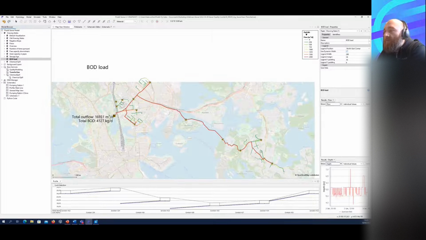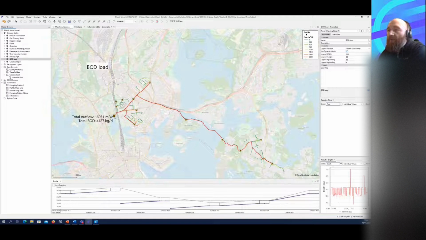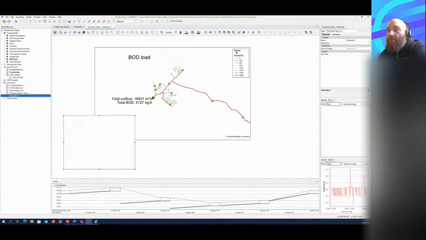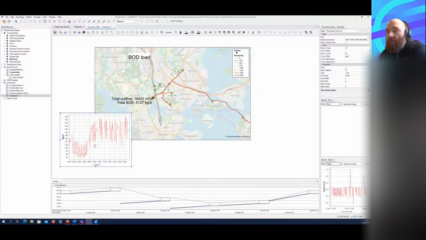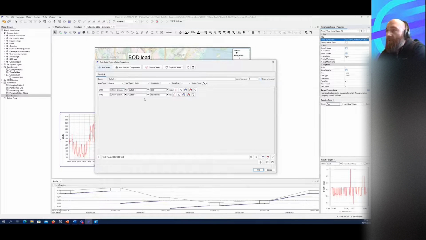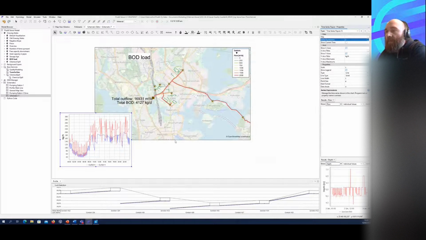Okay, then the BOD load. So now all the BOD will of course go to this facility, and I would like to check what the BOD load is now per hour. But of course, you cannot see anything from this compared to the previous situation. So what I would like to do is to just duplicate this series and compare it to the scenario before connecting these two treatment facilities together. So we can see the difference.